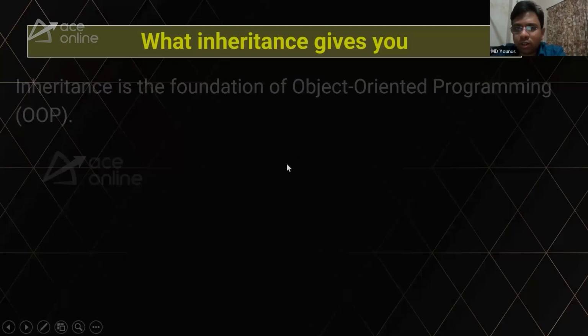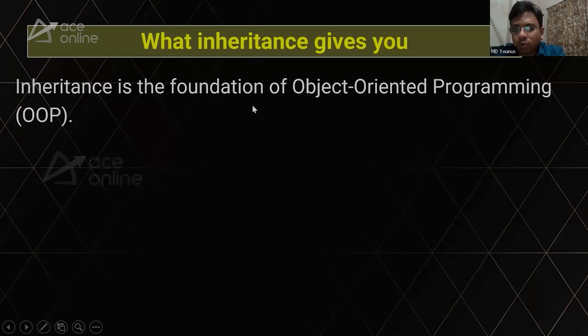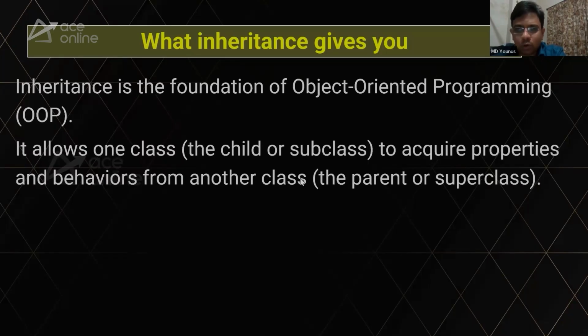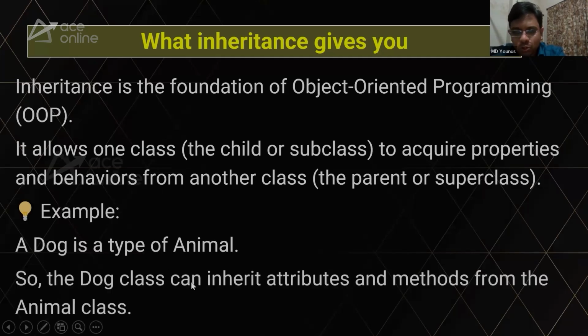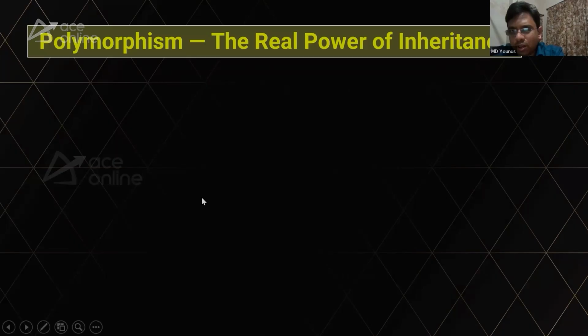And as a conclusion, let's see what inheritance gives us. Inheritance is the foundation of object-oriented programming. It allows one class, that is a child class or the subclass, to acquire the properties and the behavior from another class called the parent class or the superclass. Example, dog is a type of animal, so the dog class can inherit attributes and methods from the animal class. Now, with this, we'll not be concluding inheritance. We'll be talking about some more concepts further, but let's get into polymorphism and see the real power of inheritance with polymorphism. We have already seen polymorphism before.